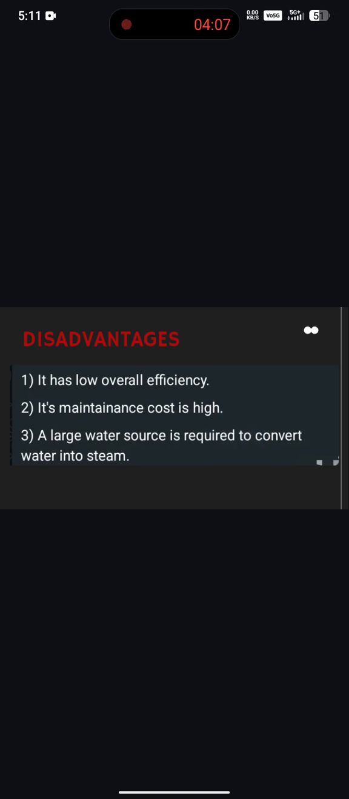Then disadvantages. There are so many disadvantages of thermal power plants. First, it has low overall efficiency. Second one is its maintenance cost is high. And third one is a large water source is required to convert water into steam. So these are the disadvantages.